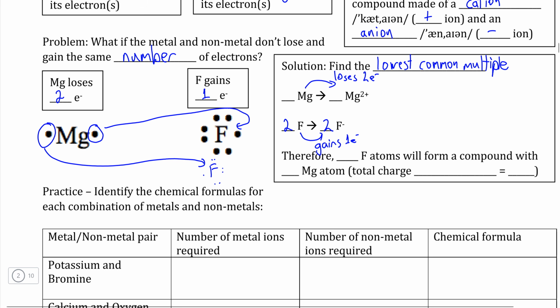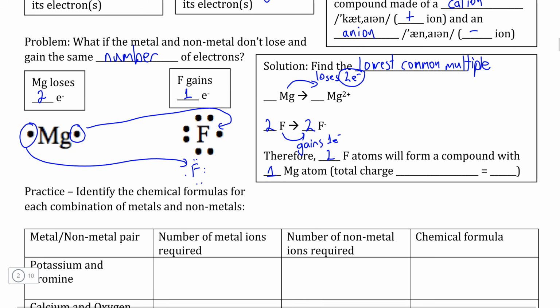So therefore, because 2 is the lowest common multiple between 1 and 2, we say that if we have 2 fluorine atoms and 1 magnesium atom, the 2 electrons that magnesium loses are gained by the 2 fluorine atoms in order to make 2 fluorines, each with a charge of -1.